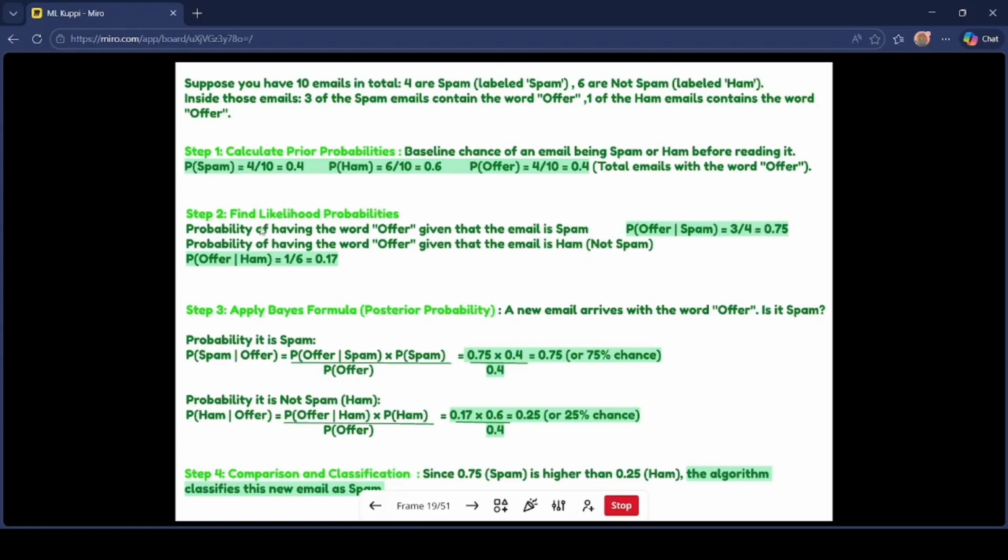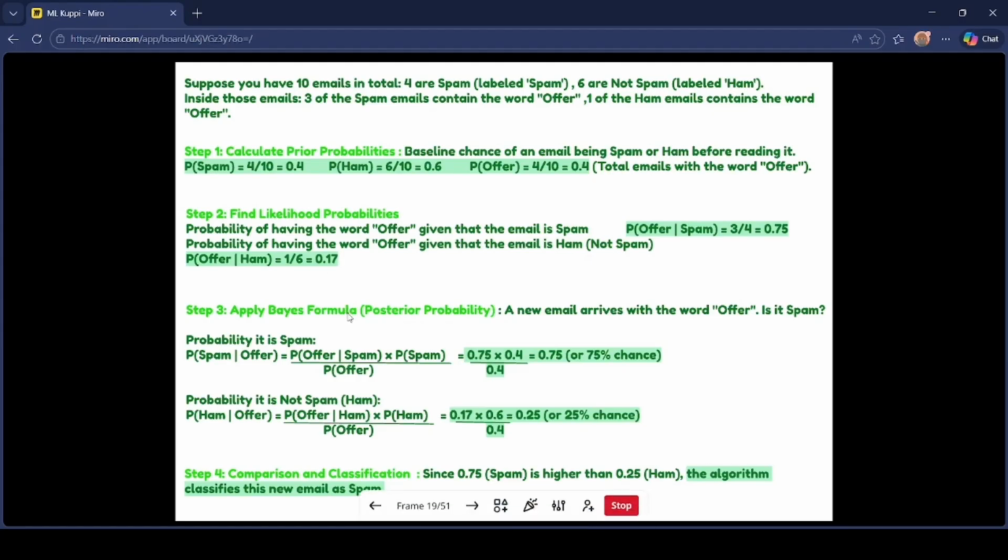So similarly, we are going to find the likelihood probability of the other occurrence, not spam: having the word offer given that the email is not a spam email. Here we have one email from the not spam section having the word offer, and then we have 6 non-spam emails. So there the probability is approximately 0.17.